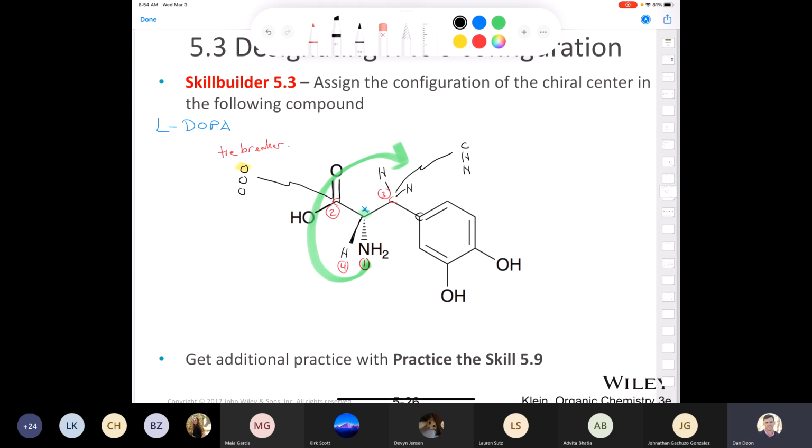Now, clockwise, we said that clockwise means that it's got an R stereochemical designation. But remember, this group is in front, and so we reverse it. And so the stereochemical configuration of this carbon is S. It's S. Give me a thumbs up if you follow me on that one. You're going to be asked to do that a few times on your next quiz. Is this R? Is this S? Good? All right.